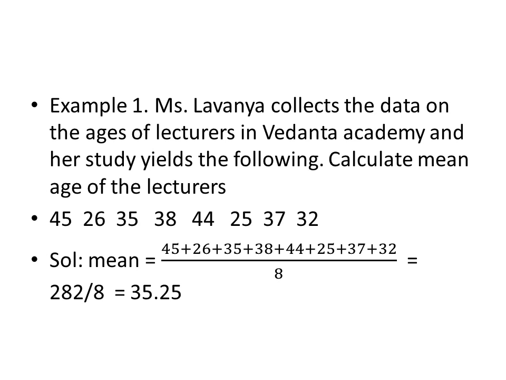So how to calculate the mean? Mean is sigma x, which means add all the observations, that is the ages of all the faculties: 45 plus 26 plus 35 plus 38 plus 44 plus 25 plus 37 plus 32 divided by 8, which is nothing but 35.25. So Miss Lavanya will say the average age of her faculties is 35.25. This way we have to calculate the mean for raw data.